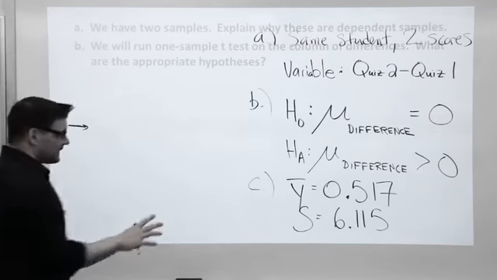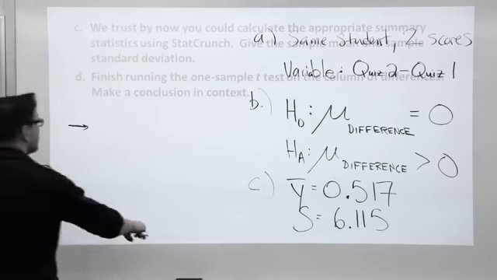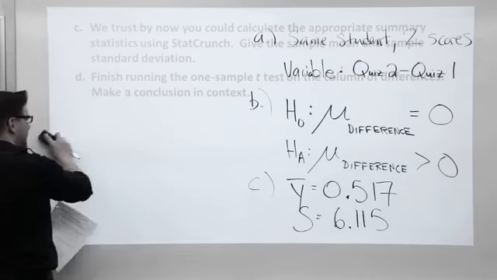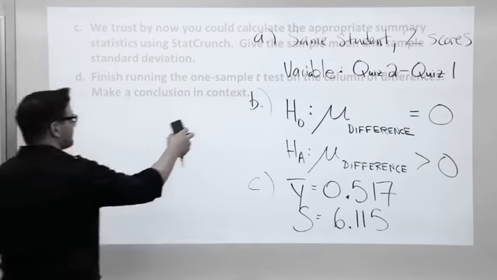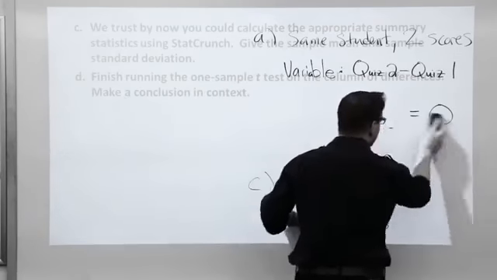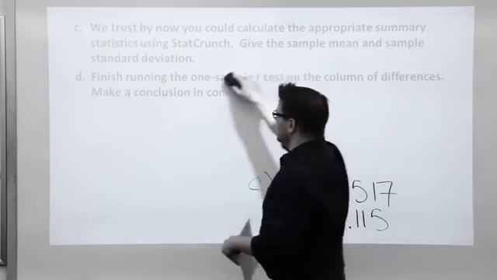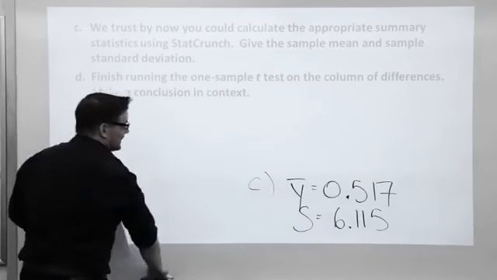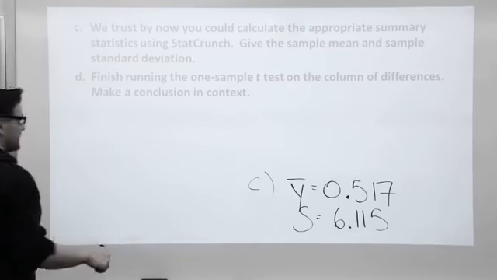All right, A and B and C, we're done. Let's flip here to C and D. All right. So you're on the next page now. There looks to be plenty of room to write. Let me make a little space. Part D says finish running the one sample t-test on the column of differences. Make a conclusion in context.